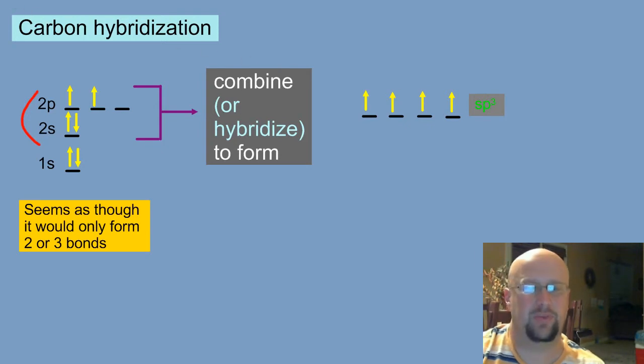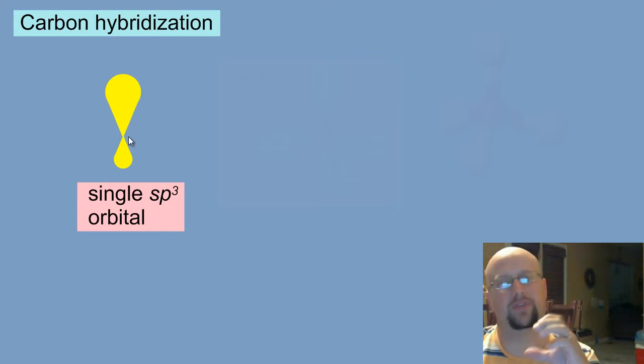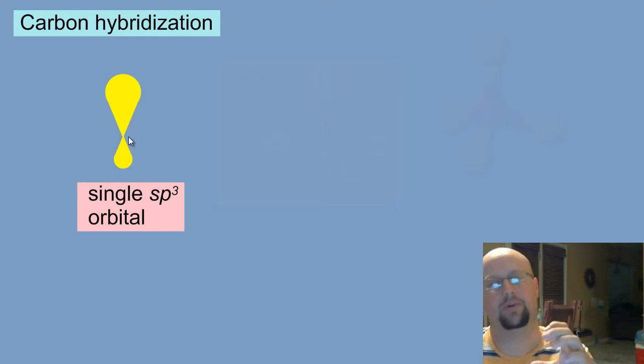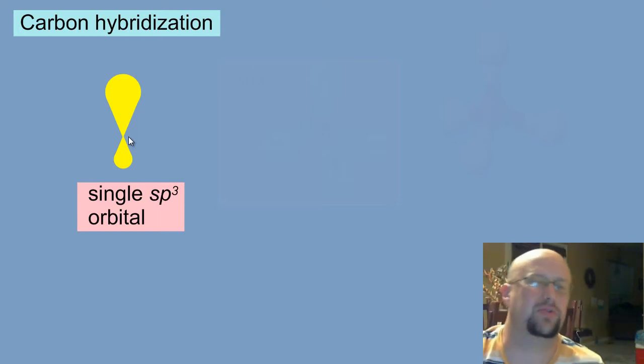But what do these weird sp3 things look like? Well, they kind of look like this. They're a little bit of a blend. Obviously, we're combining that spherical shape of the s orbital with the sort of dumbbell shape of the p orbital. So we're going to put them together. We get this sort of, I want to say, lopsided dumbbell. And so this is what one sp3 orbital would look like.